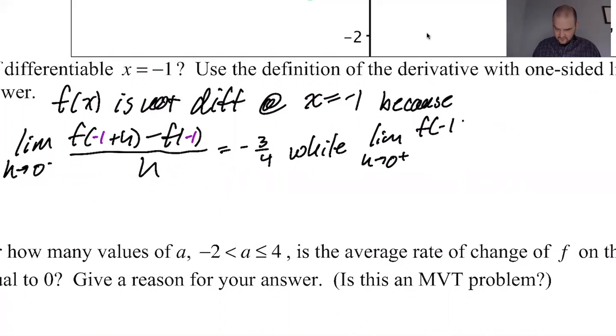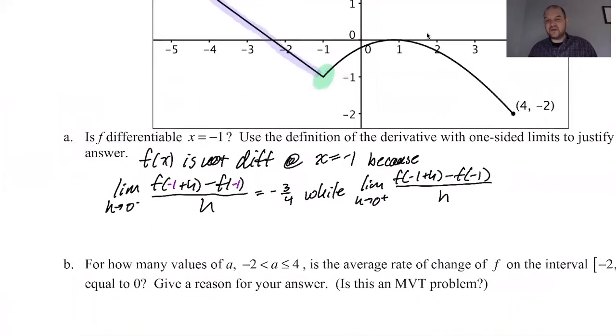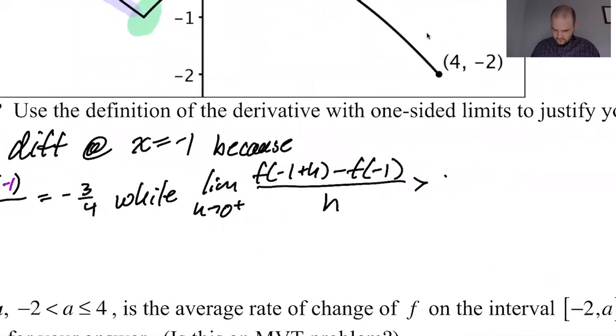of -1 plus h minus f of -1 all over h. And so what I'm going to do is, since I can't actually find the value, I'm just going to say it's greater than 0. Because it definitely is, right? The slope is definitely positive.